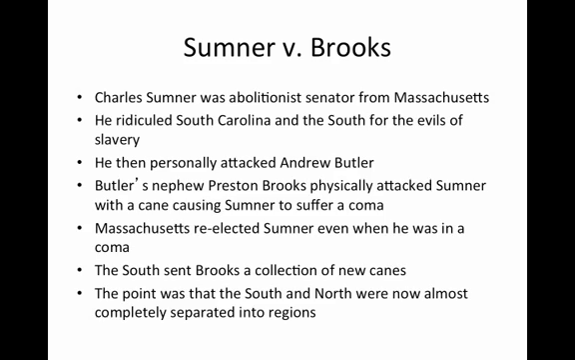Massachusetts went ahead after this and re-elected Sumner, even though he was in a coma. The South, however, sent Brooks a collection of new canes in the mail. The point was that the South and the North were now almost completely separated into two different regions, the North viewing the South as evil slave owners, and the South viewing the North as self-righteous individuals who just looked down on the South.